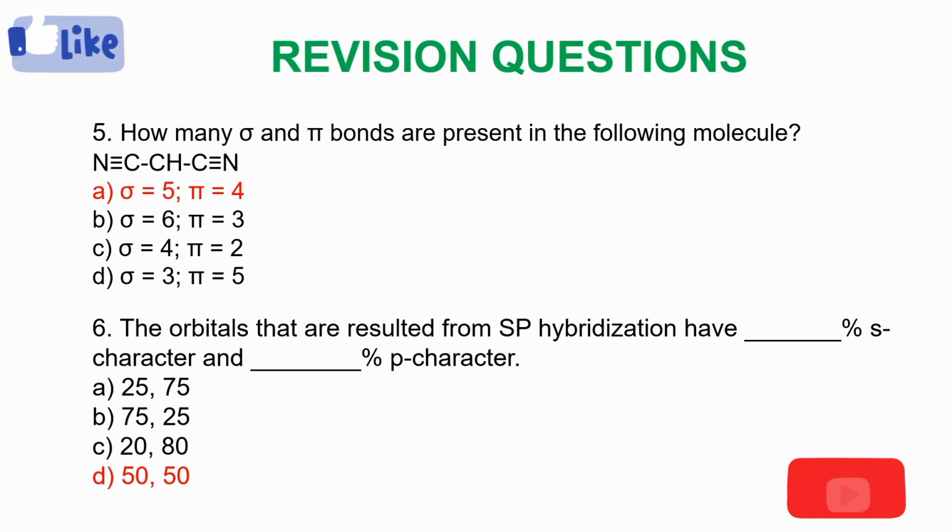The next question, the orbitals that result from sp hybridization have what percentage S character and what percentage P character. Remember, S and P are equal, so they have 50-50, 50 S and 50 P. If you go back to the lecture, you realize that what gave us sp is 1 S and 1 P. So they are contributing equally, making it 50-50 S and P character.